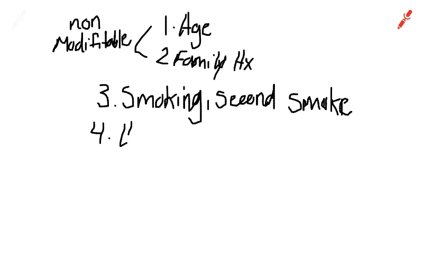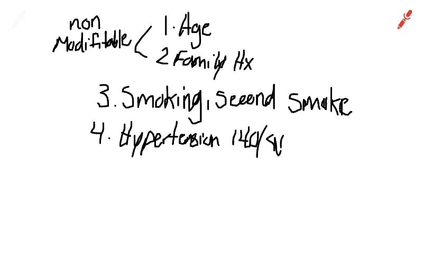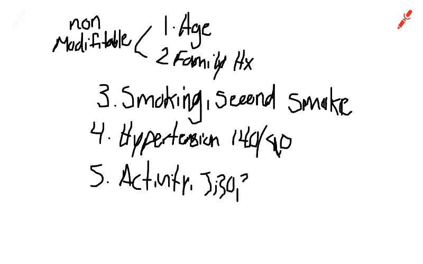Four is hypertension, if you have high blood pressure. Again, I'll write down the number since that's a really popular number to know. 140/90 means you're hypertensive, you're at risk for heart disease. Five, very easy, physical activity. Just remember our good old 3-3-3 thing. You exercise 3 times a week, 30 minutes a day for at least 3 months.